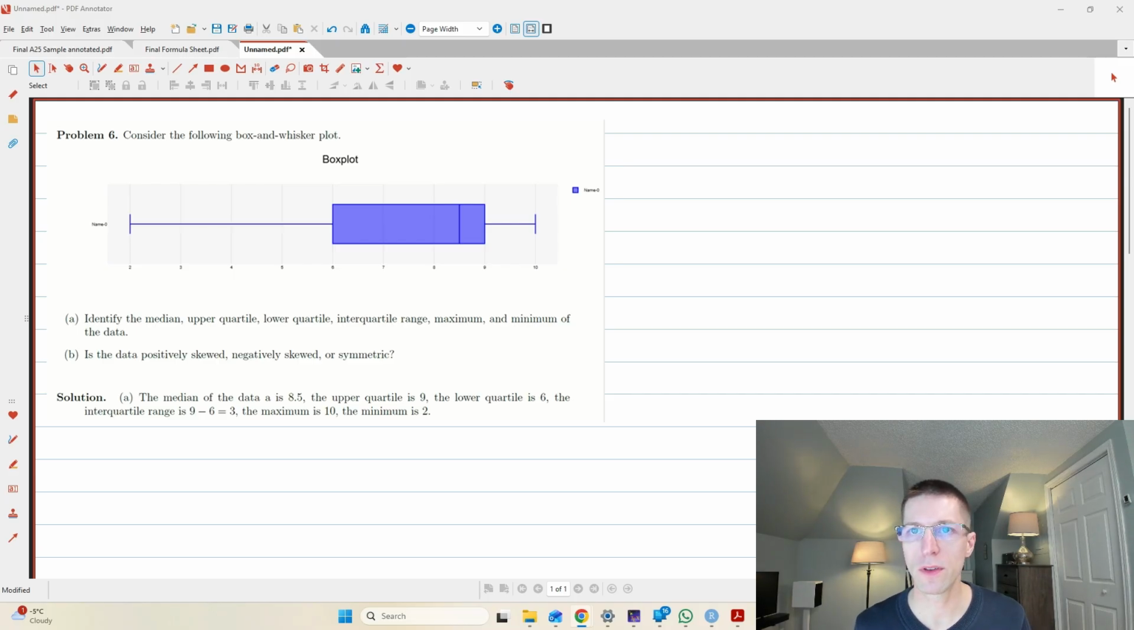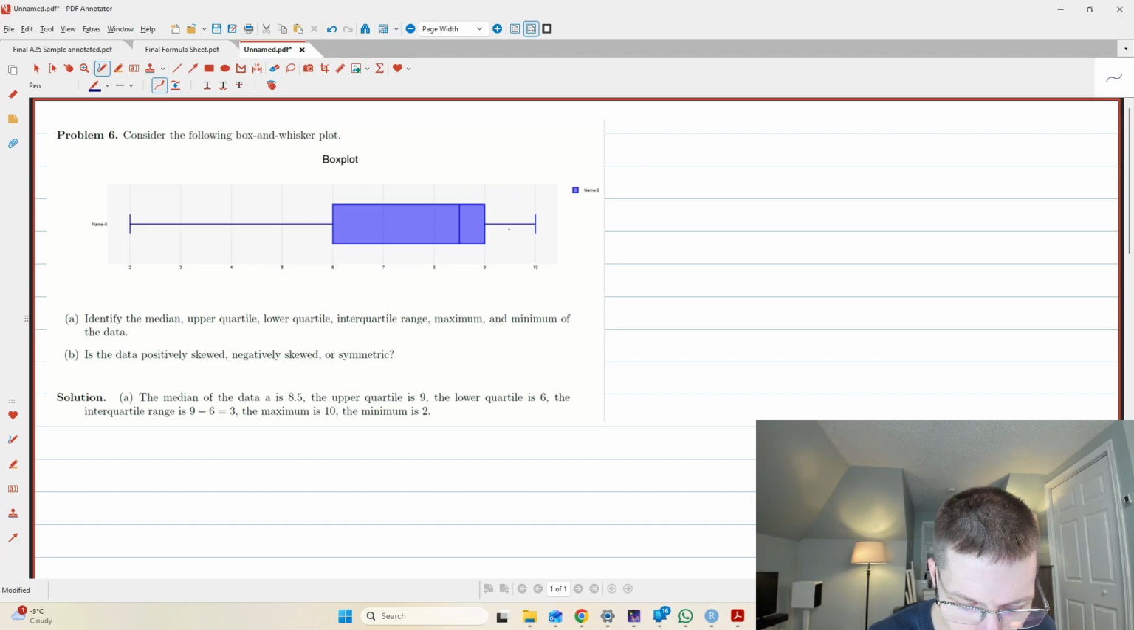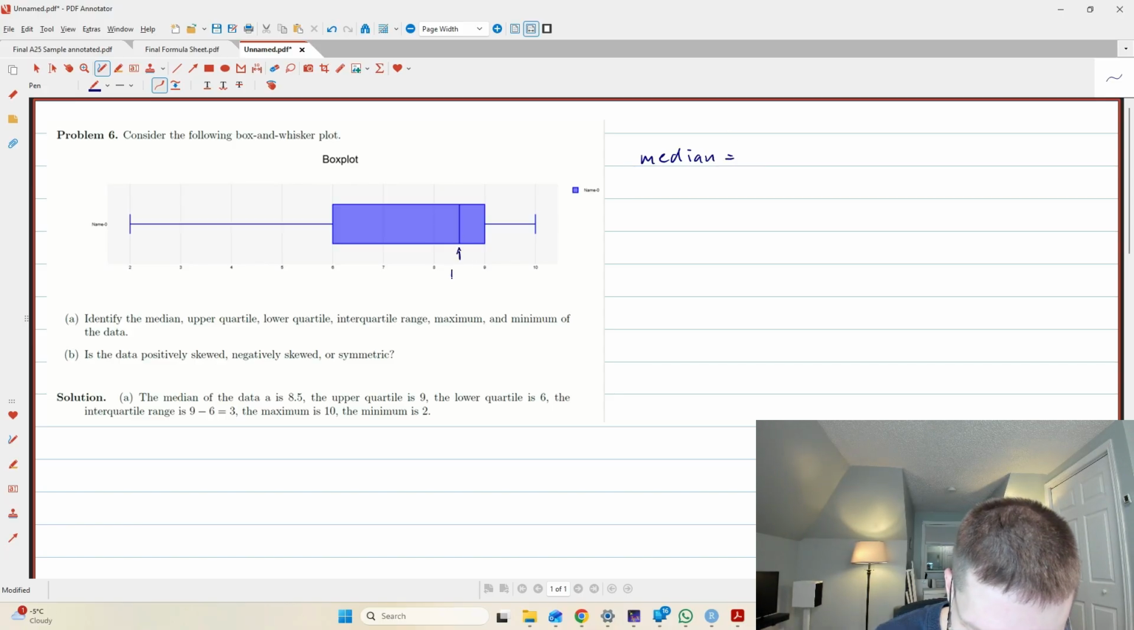Okay, so question 6 gives us a box plot, or a box and whisker plot, and we're asked to identify the median, upper quartile, lower quartile, interquartile range, maximum and minimum. And then is the data positively skewed, negatively skewed, or symmetric? Just looking at the plot, the median is going to be the bar in the middle of the box. So that's going to be right here, so that's 8.5.